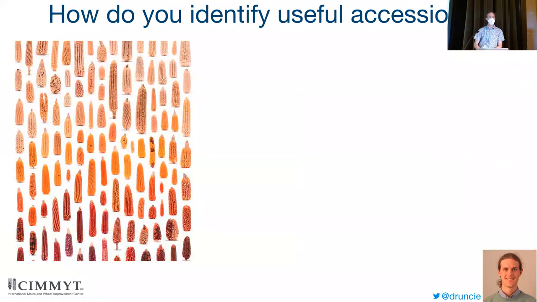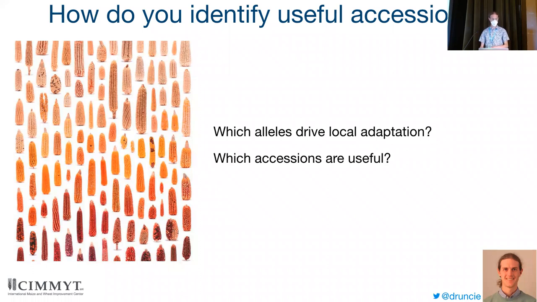But how do we do this? How do we prioritize accessions to move into breeding programs or mine them for useful alleles? What alleles drive local adaptation to these environmental gradients? Which accessions might be useful? And how can breeders actually use these resources to advance lines that might be useful for future climates?